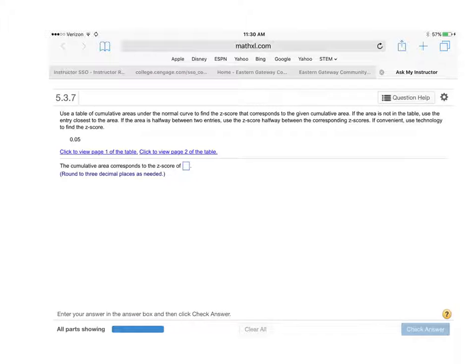I'm going to pause a moment and just describe what is meant by cumulative area. Cumulative means at or below. And the table of standard normal distributions is for normal curves, those that are bell-shaped like this. So there's some place in the normal curve where there is a z-score, and the area below that z-score is equal to the cumulative area.